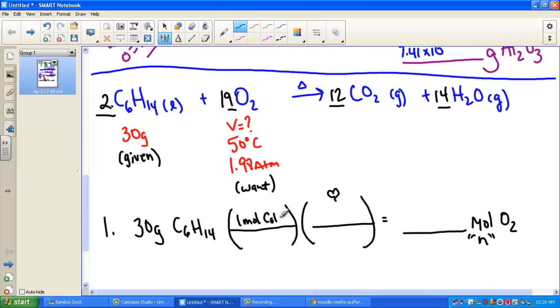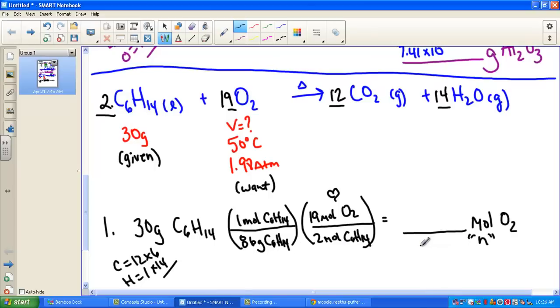We need a molar mass for our reactant, C6H14. I know carbon is 12 and there's 6 of them. Hydrogen 1 and there's 14, so let's tally that. 12 times 6, add on 14. I got a molar mass of 86 grams. Ready? We want to know oxygen. Its coefficient is 19. Given the fuel, hexane, its coefficient is a 2. So we divide, we ratio, we stop. Given the amount of fuel, we want to know the moles of O2.